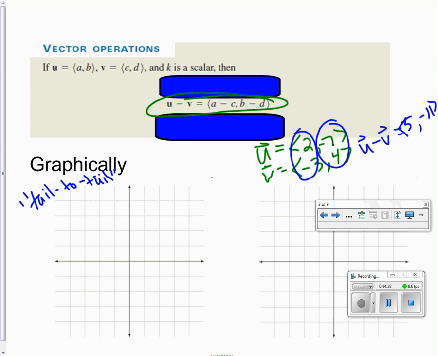We're going to put the two vectors tail to tail. So thinking ahead, how am I going to scale this? I think going by twos will work again. Be sure to scale that graph.